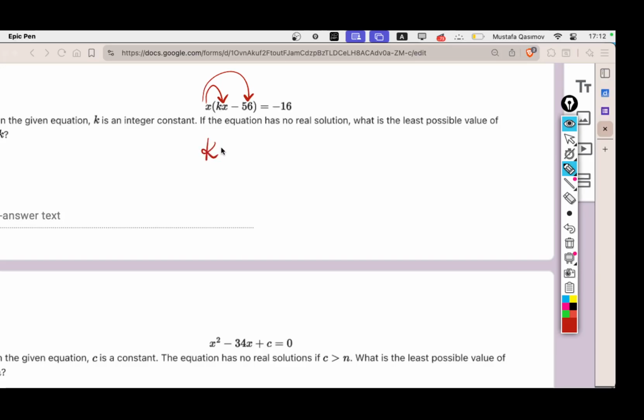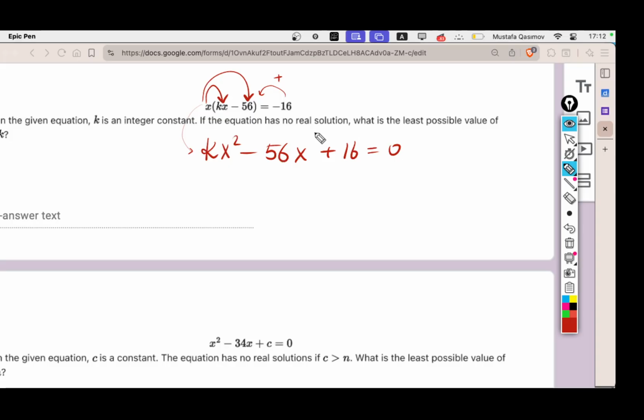It will be kx squared minus 56x plus 16 is equal to 0. Is it correct? Can we write it like that? Yes. Okay, right. We can write it like that. It's the same. Is there any question? I am not sure, did you understand or not? Yes. Yeah, we just opened it, and we put that one here with plus.